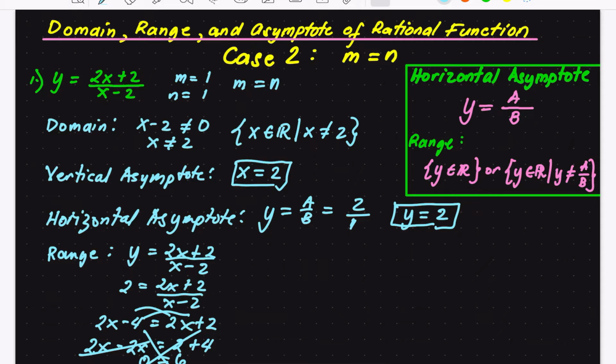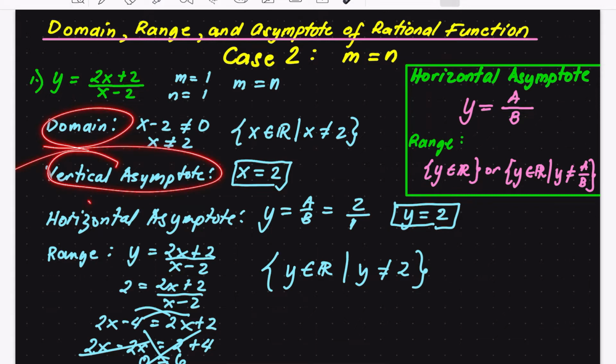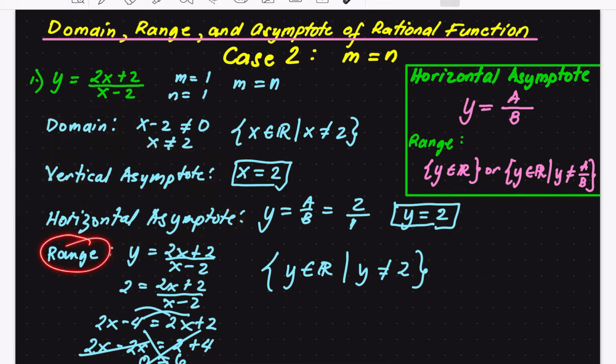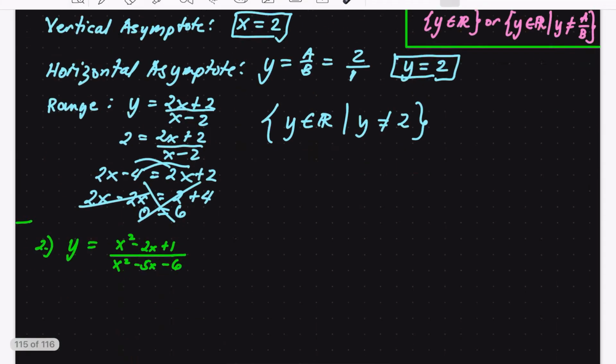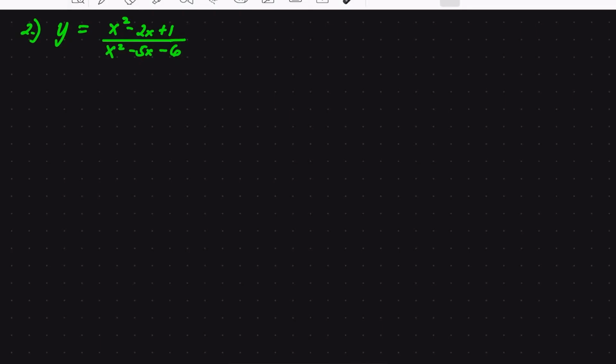So, wala tayong na-solve na value ni x. Kung wala tayong na-solve na value ni x, ito ang gagamitin natin. So, walang ka-partner kasi yung y na x. So, therefore, our range, y is element of all real numbers such that y is not equal to positive 2. So, that's the way how are you going to determine the domain, vertical asymptote, horizontal asymptote, and the range. So, let's have another example. Example number 2. So, let's determine what is the domain.